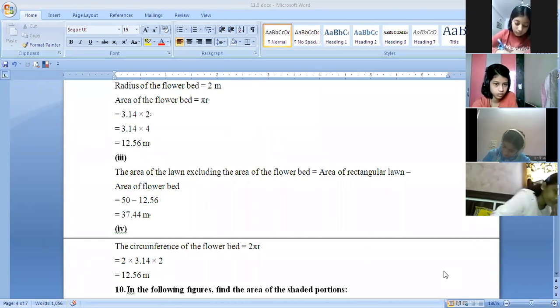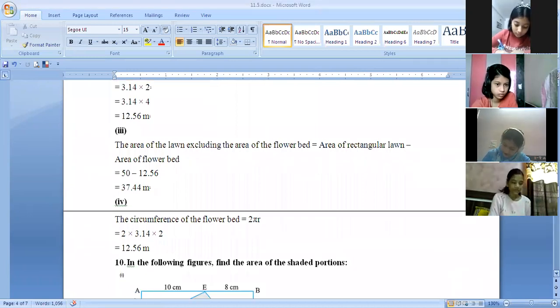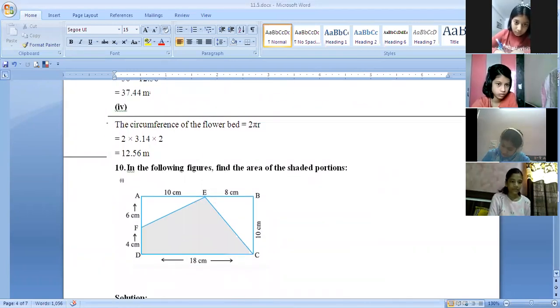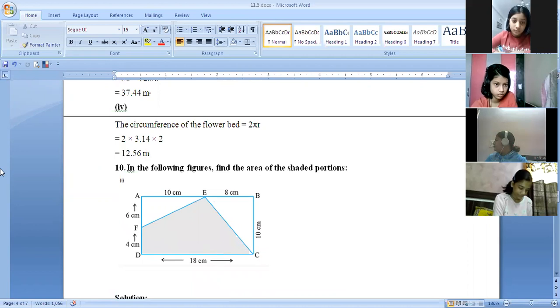Next, question number 10, we have to find out the area of the shaded portion. If you see this diagram, it's a rectangular diagram, isn't it? Draw this diagram, children. This is a rectangle. And in this rectangle, we have shaded this portion, FDEC, this quadrilateral which we have shaded. We have to find out the area of this portion.